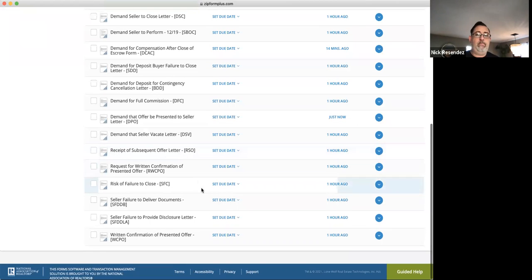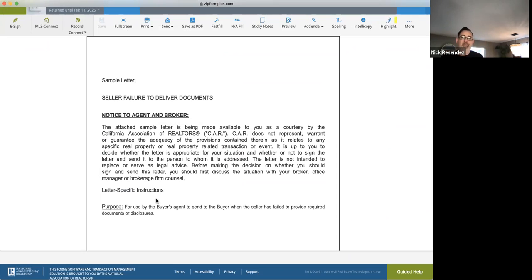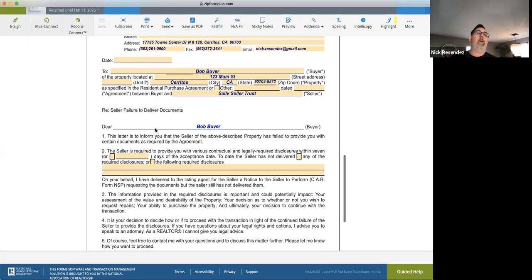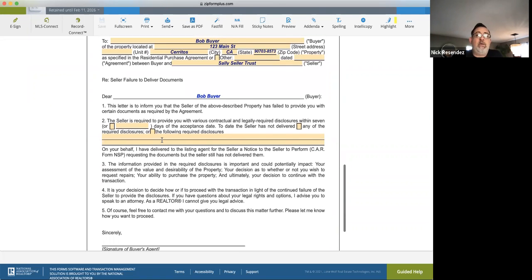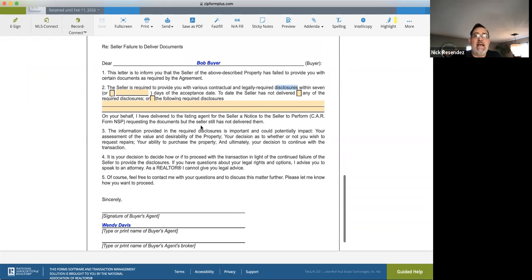Okay. Seller failure to deliver documents. What do we got here? Well, this is where the buyer's agent may send this to the buyer if the seller hasn't given required documents. This is where the buyer's agent is going to tell the buyer, hey, you haven't been given everything you're supposed to receive. The seller is required to provide you with contractual and legally required disclosures within 7 days, and they haven't done that as of yet, or we're missing certain disclosures. Maybe not all of them, but some of them.